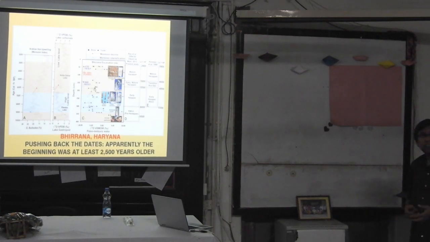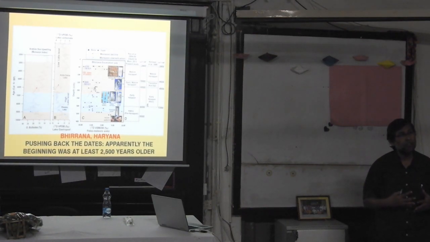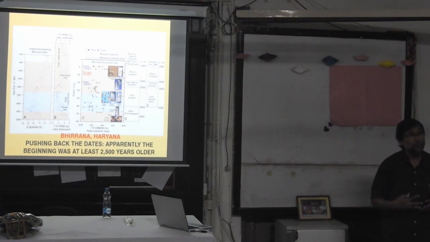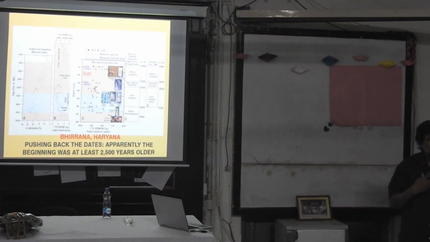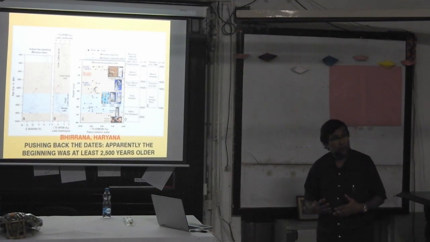And that means that the civilization, at least in the Indian part, is at least 2,000 to 2,500 years older than what you find in Harappa and Mohenjo-daro. That was the first very surprising data, which even Pakistanis do not believe today.